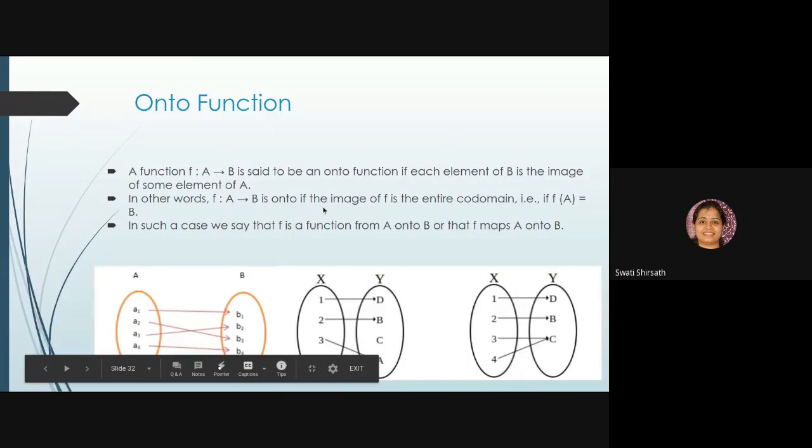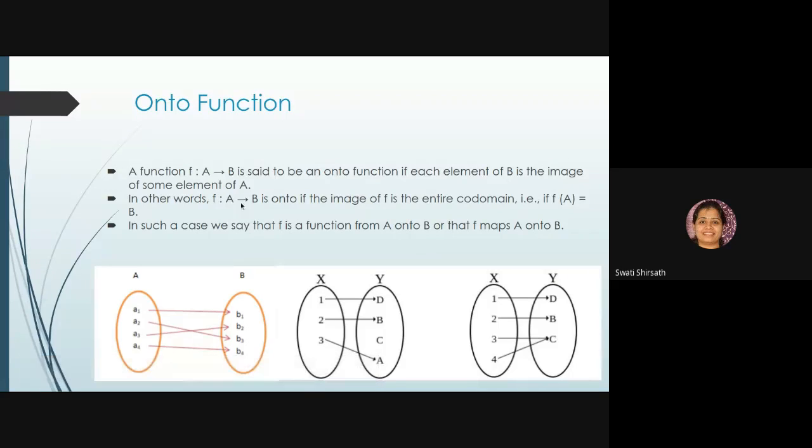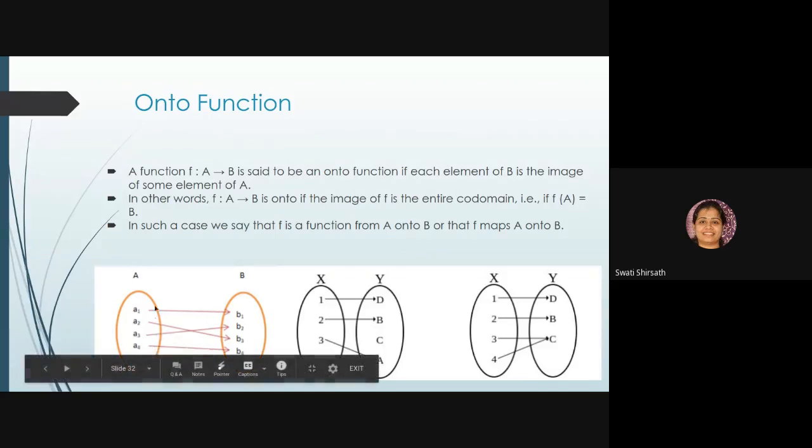So let's see what they are saying here. A function f is onto if the image of f is the entire codomain. Are you getting this? For an individual element we can calculate the image, but when we calculate the image of the entire function, we always look at the codomain. Now in this case, the image of the function is D, B, A, because C is not mapped to any other element.